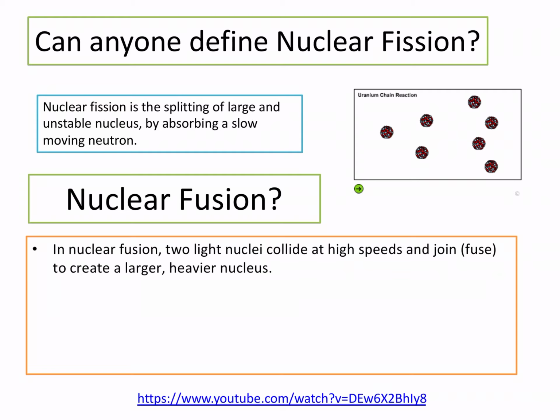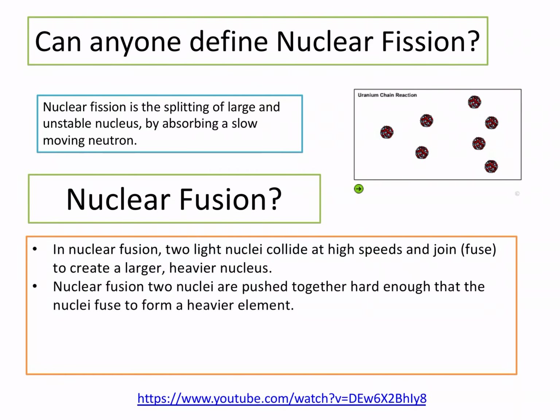So light nuclei, high speeds, fusing together, creating a larger, heavier nucleus. They collide hard enough that the nuclei fuse to become that heavier element, and we release a really large amount of energy when that happens. It's kind of like an explosion. They're coming together, they're overcoming all that electrostatic repulsion, and they're releasing a lot of energy when that takes place.